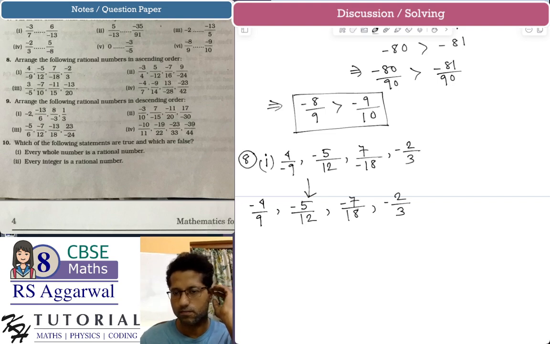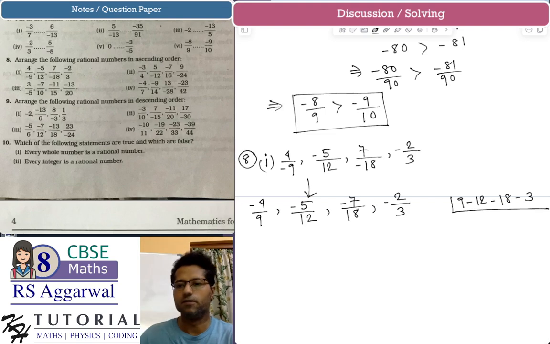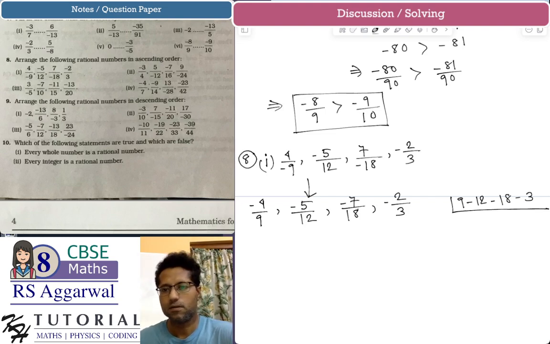There are 4 rational numbers and the denominators are all different. So we have to first find the LCM of all the denominators. Now what will be the LCM of all the denominators? How do we find the LCM of some numbers? We do like this: 9, 12, 18 and 3. We first divide all the numbers with the least prime number, which we can see is 3.